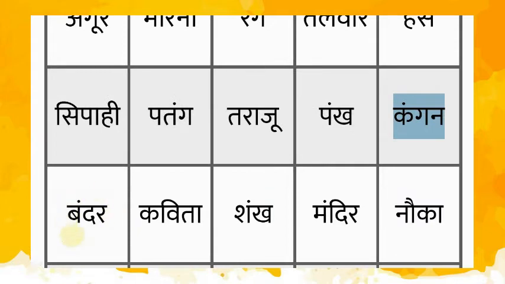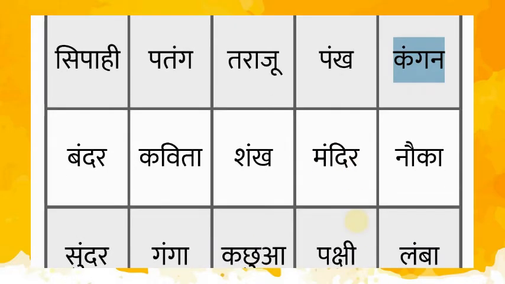Come to the third line, Bandar. See the first spelling is Bandar. This is also related to Anki Matra. Now you can see in this line, third spelling is Shank. So you have to round up this spelling. The next spelling is Mandir. So this is also related to Anki Matra. So you have to round up this spelling.